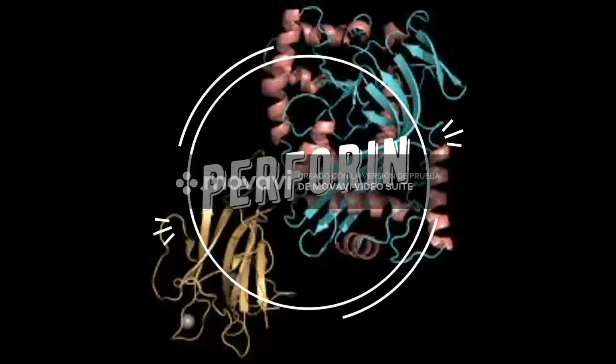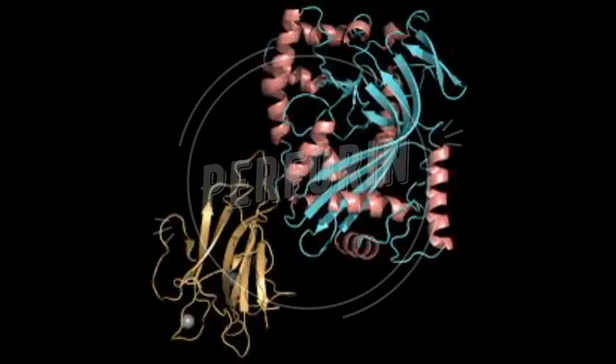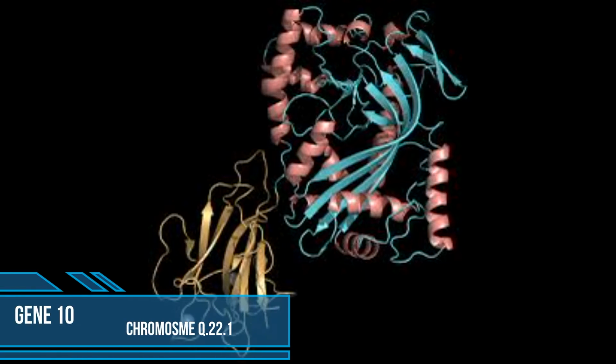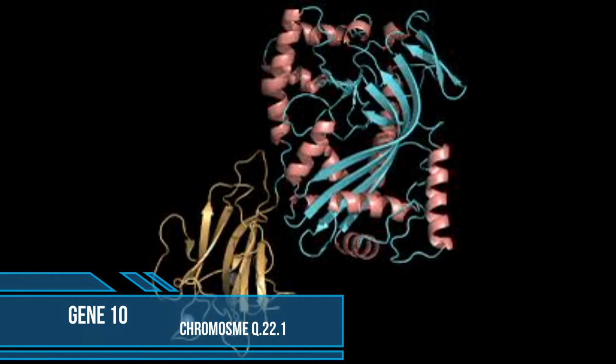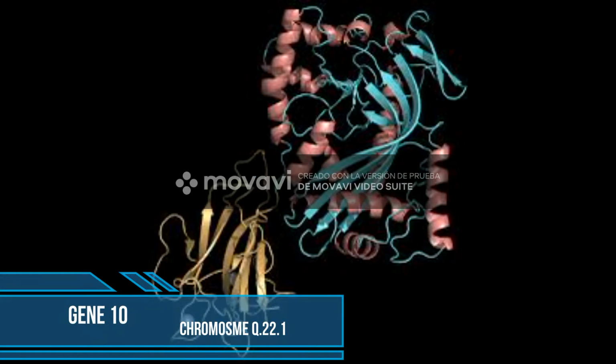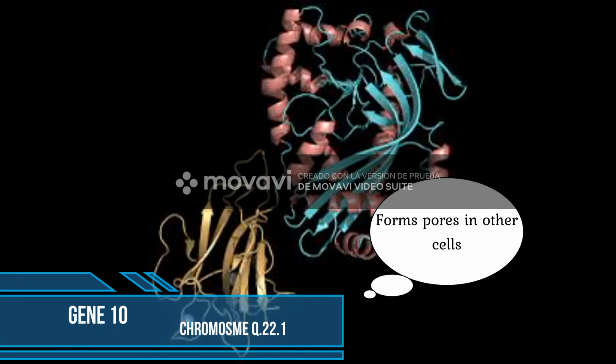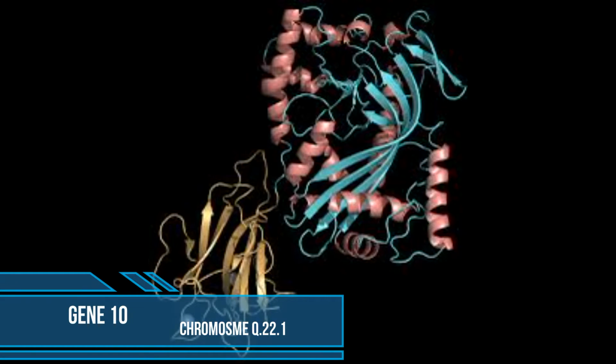Perforin, also called cytolysine or lymphocyte-performing protein, is a protein located in gene 10 in chromosome Q22.1. Q means the long arm of the chromosome. Its function is to form calcium-dependent pores of 20 nanometers in other cells' membranes, if they are infected. This protein is secreted as a monomer, that means individually, but they must join to perform their function.